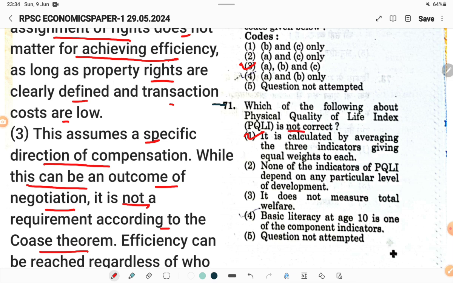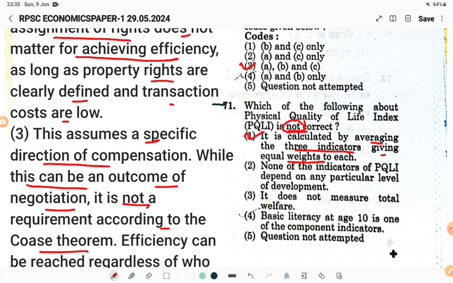Now the next question 71, which of the following about physical quality of life index PQLI is not correct? See, the question is asking about the not correct one. So the first statement, it is calculated by averaging the three indicators giving equal weights to each. This is the incorrect statement here because PQLI does not give equal weights to each indicator.